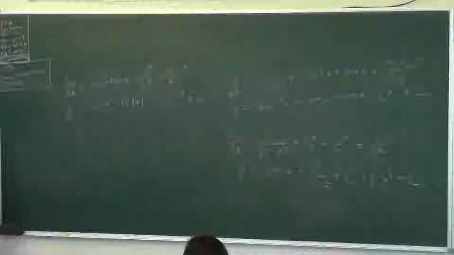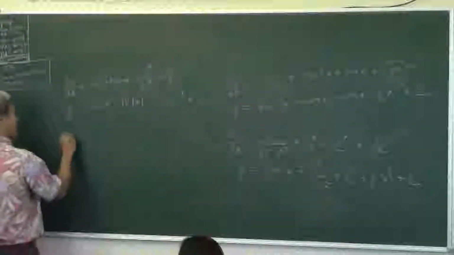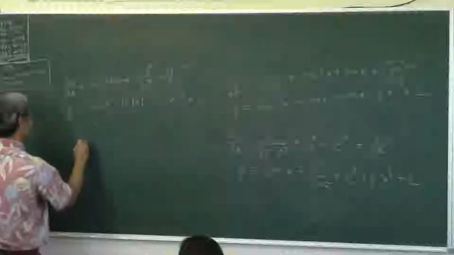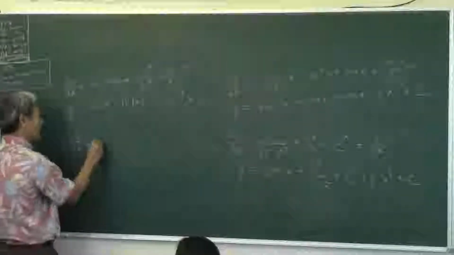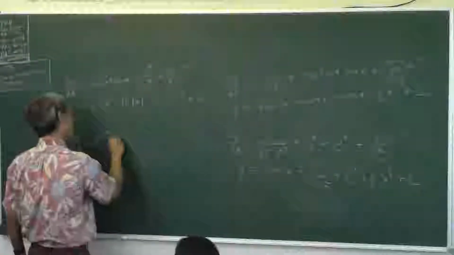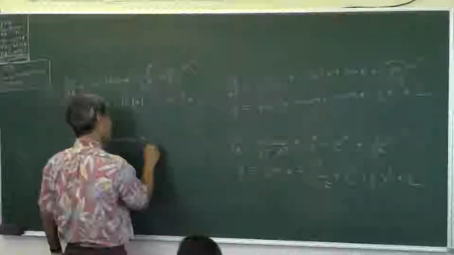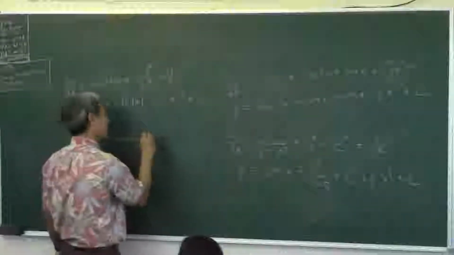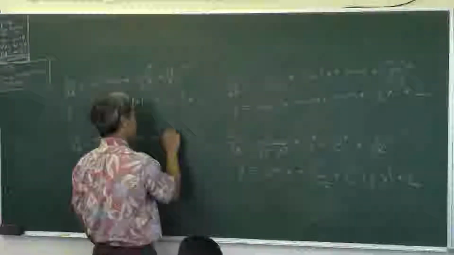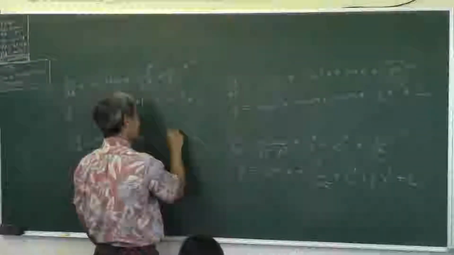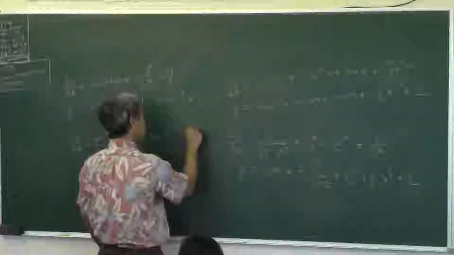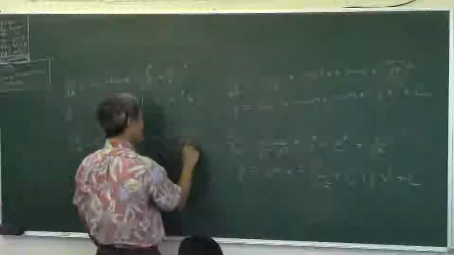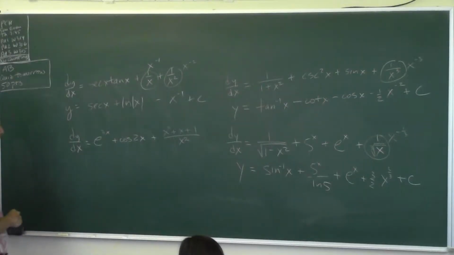Okay, so those are the basic ones, okay? But then tonight's homework, you get more difficult ones as well. You're going to get the easy ones, but you're going to get more difficult ones as well. Okay, so here we go. dy dx equals, okay, let me think, e to the 3x plus cosine 2x plus, how about x squared plus x plus 1 all over x squared. Okay, how about something like that?